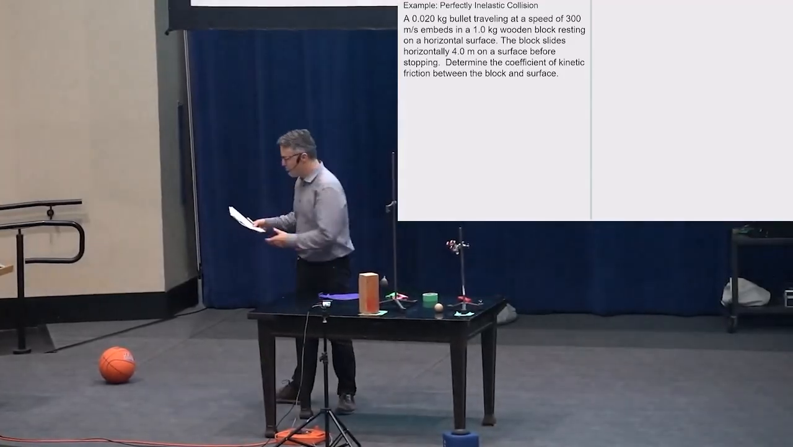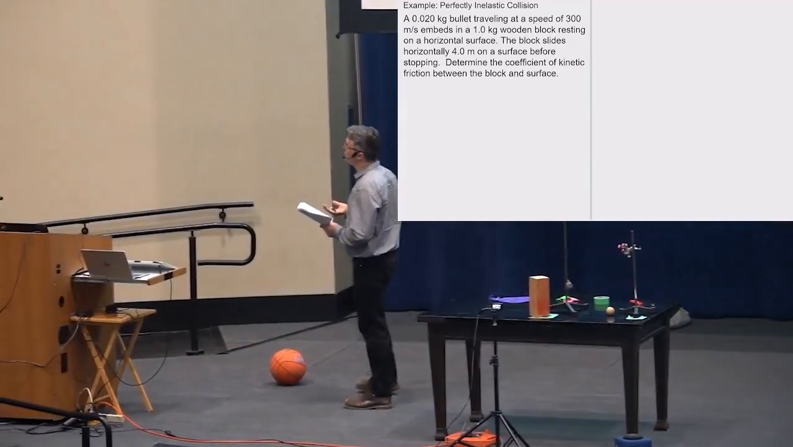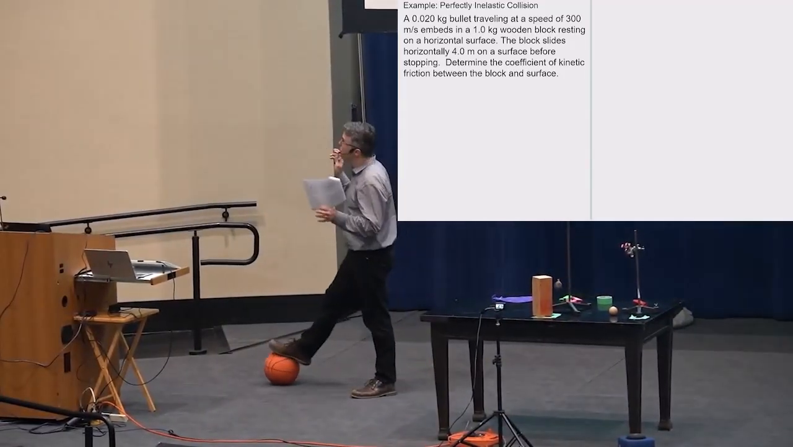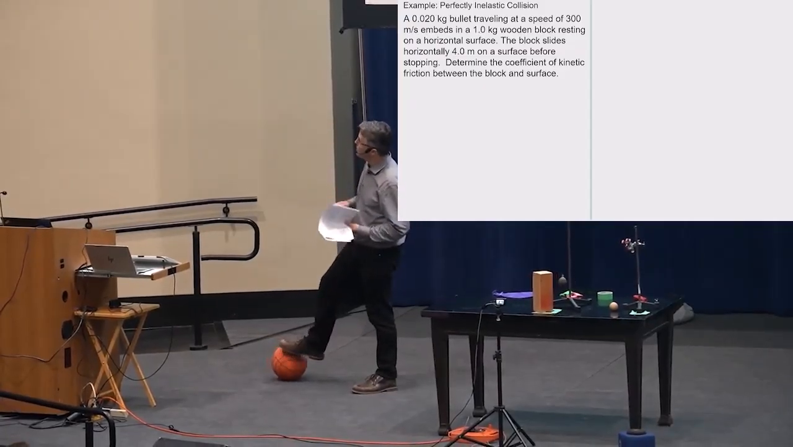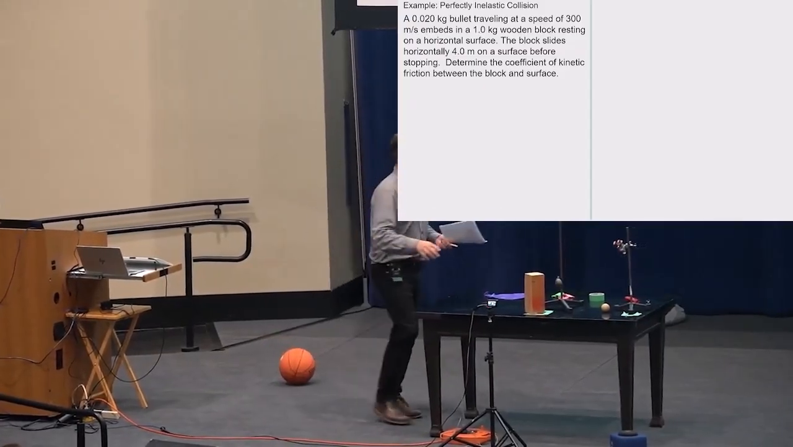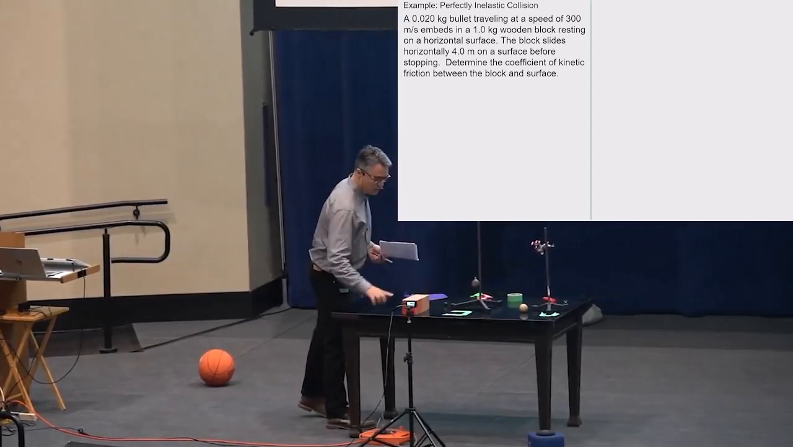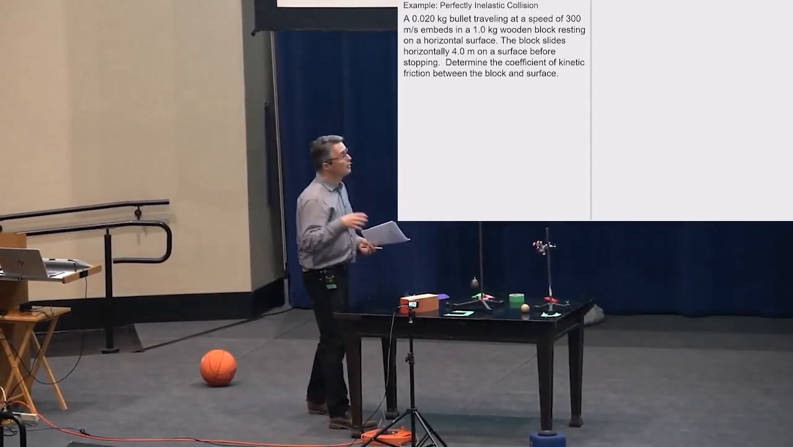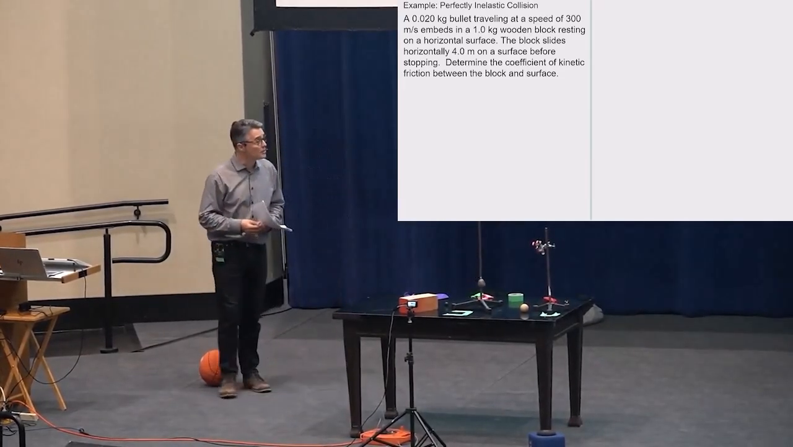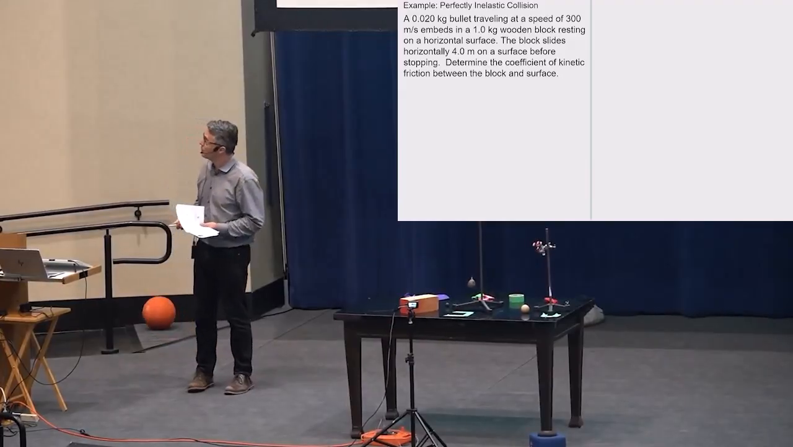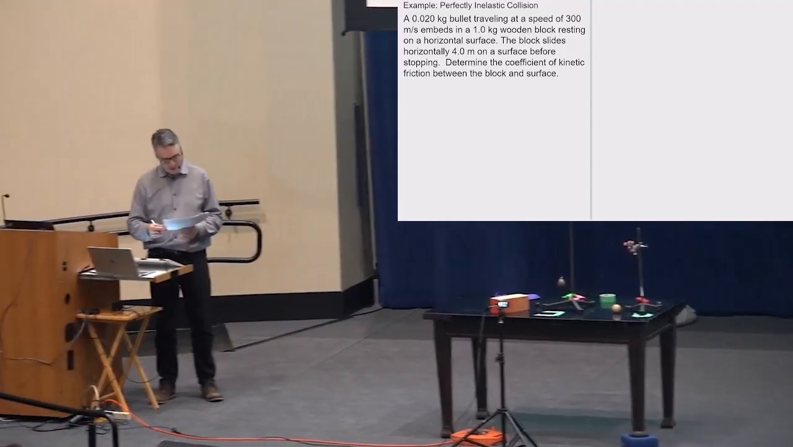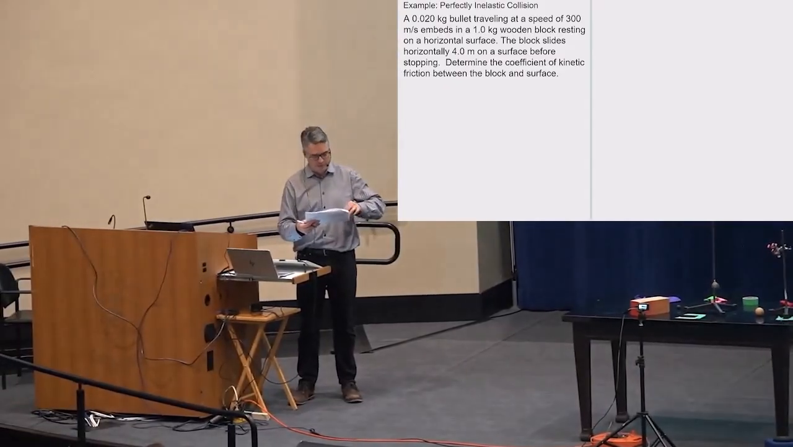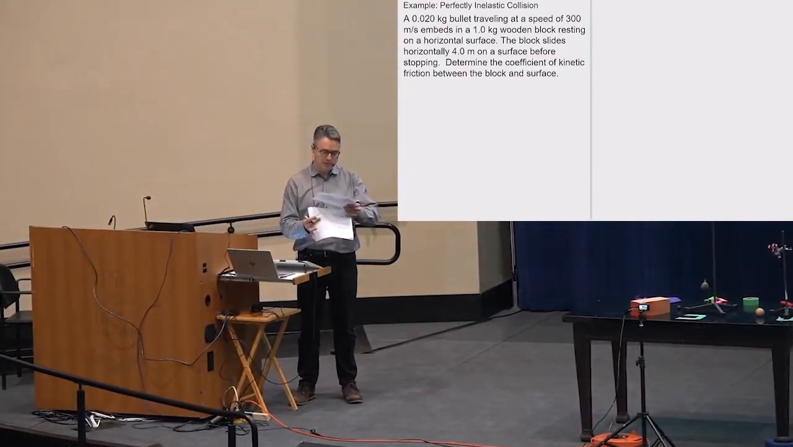This is embeds. So you've got a bullet traveling at a speed of 300 meters per second, embeds in a 1 kilogram wooden block resting on a horizontal surface. And then it says the block slides. So first you shoot it with a bullet, and then it slides along the table a distance of 4 meters, and then stops. Determine the coefficient of kinetic friction between the block and the surface. You would think there might be an easier way of determining coefficient of kinetic friction without bringing out a gun, but this is what we're going to do.